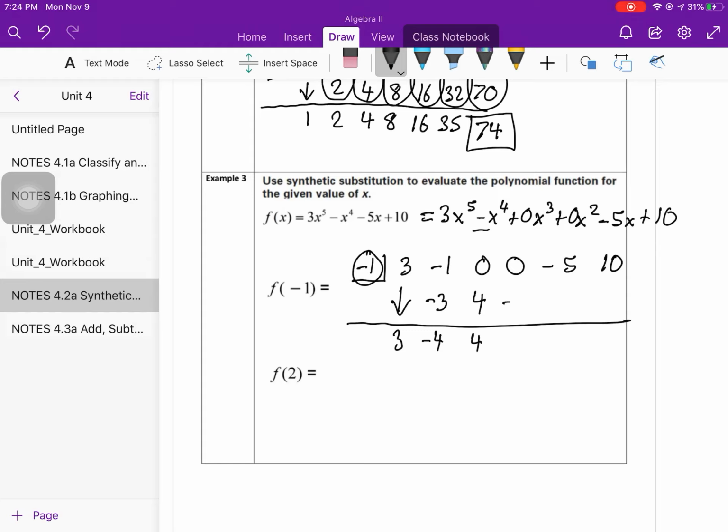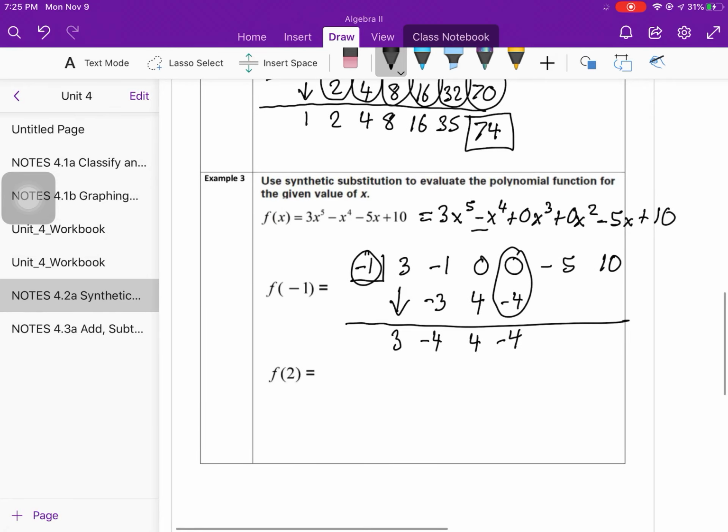Multiply with the -1, we go back to -4. Add these, we get -4. Multiply -1 and -4, we get +4. So it alternates back and forth. We do have to be careful. Add these, we get -1. -1 times -1 gives us +1. 10 plus 1 gives us 11. And this is our final answer.